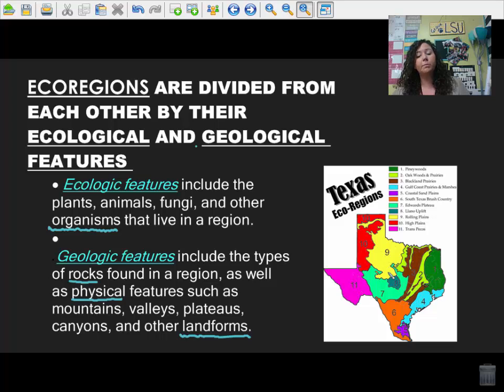And if you've ever traveled to different parts of Texas, you know that the areas are going to be very, very different. Where we live, we've got a lot of flat plains. We don't have very many mountains and valleys and plateaus and canyons, but other parts of Texas would. And if you get along the coast, what are you going to have? You might have some beaches, some deltas. So that's how those ecoregions are divided, and you'll want to make sure you know that they're divided by both their ecological and their geological features.